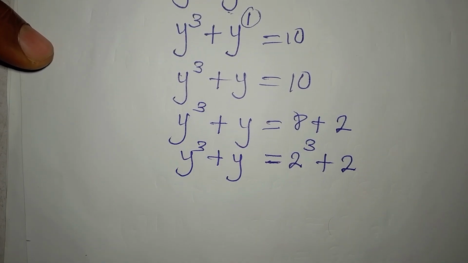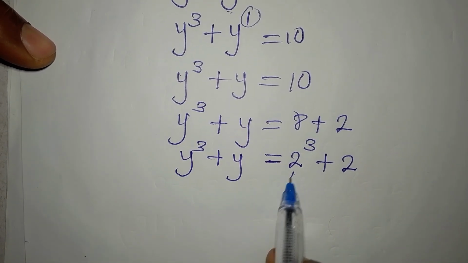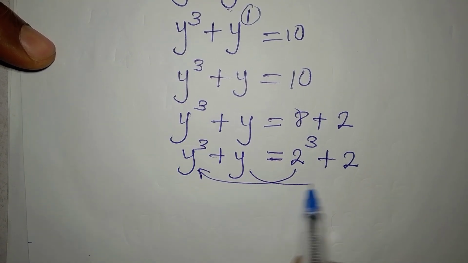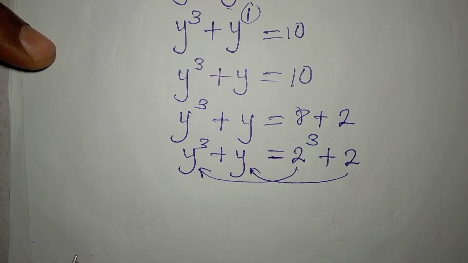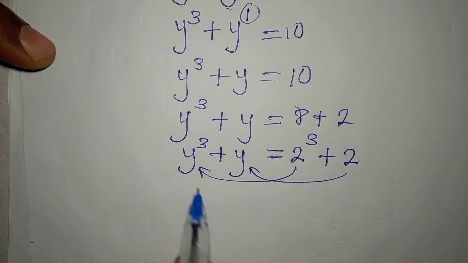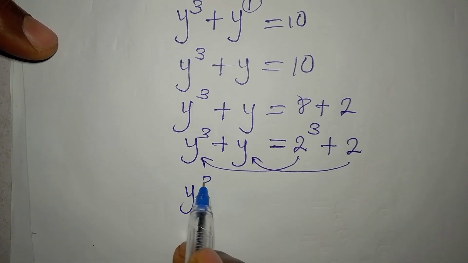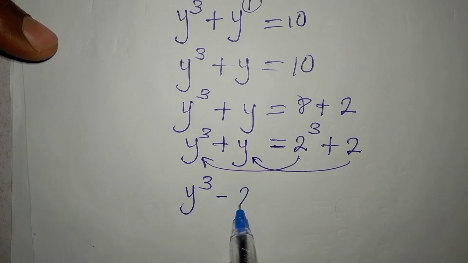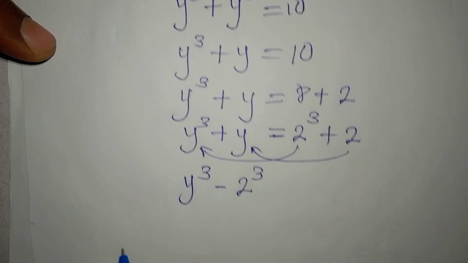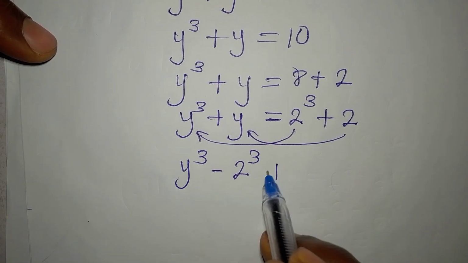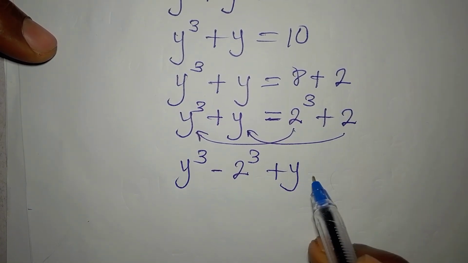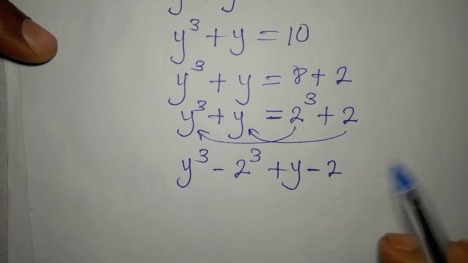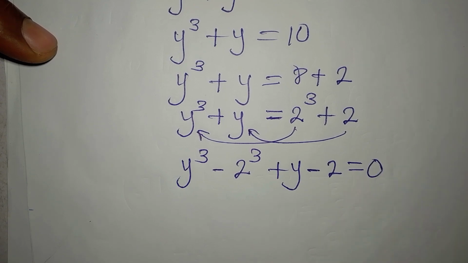You can see that. Now, what happens if we bring this together and then bring this together, right? So I will have y to the power of 3, this becomes negative 2 to the power of 3. Then this is plus y, and this is coming to meet it, so it becomes negative 2. So that this will now be equal to 0.